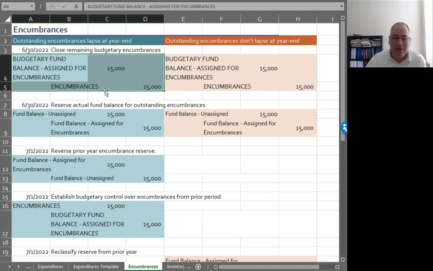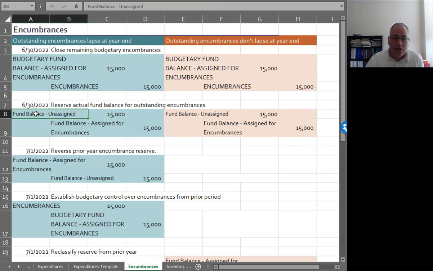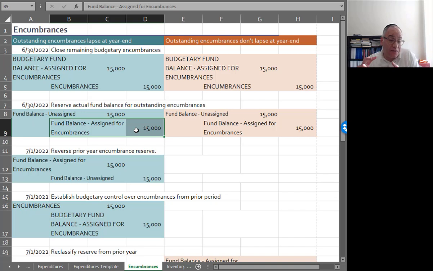Then, when you reverse this at year end, which in this case is June 30th, you create a fund balance assigned for encumbrances. That's different from a budgetary fund balance. These are budgetary accounts, and now it's going into the real account. So you would debit fund balance unassigned $15,000 and put it into fund balance assigned for encumbrances. This sets aside the $15,000 in your fund balance as kind of like a little indicator, a sign that this $15,000 shouldn't be spent.